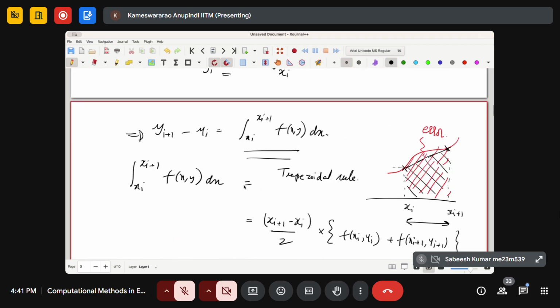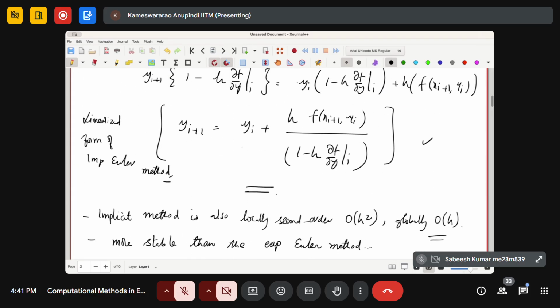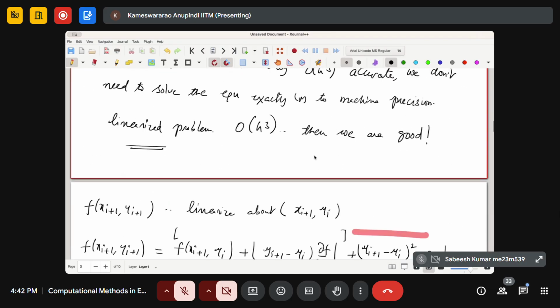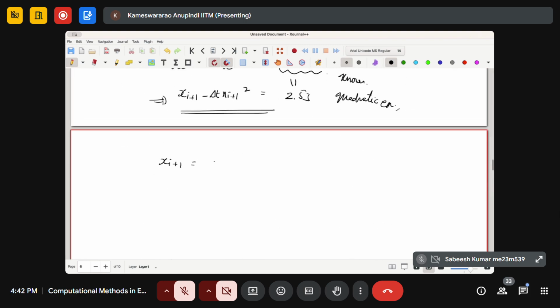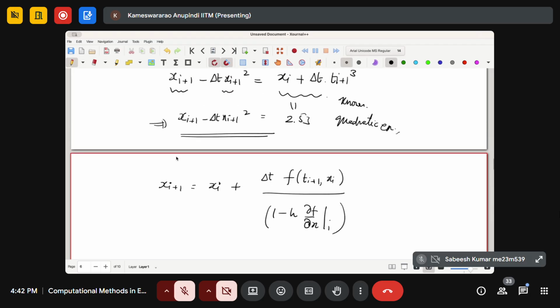We have y_{i+1} = y_i + h times f(x_{i+1}, y_i) divided by 1 minus h times partial f partial y. So the linear version we have is x_{i+1} = x_i + delta t times f(t_{i+1}, x_i) divided by 1 minus delta t times partial f partial x at i. That is the formula we have in terms of x and t. Then we can apply this formula.